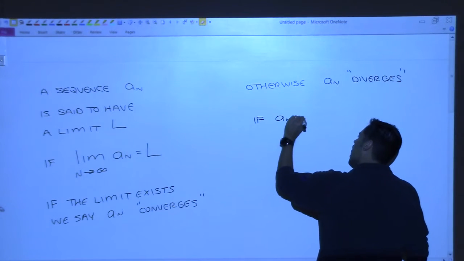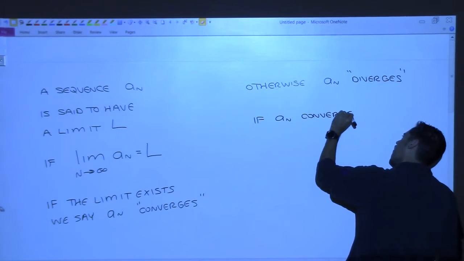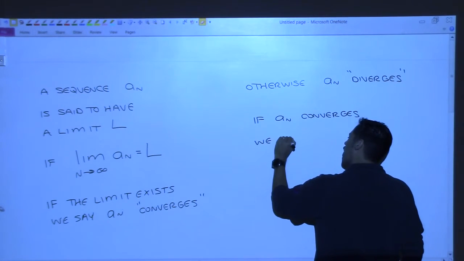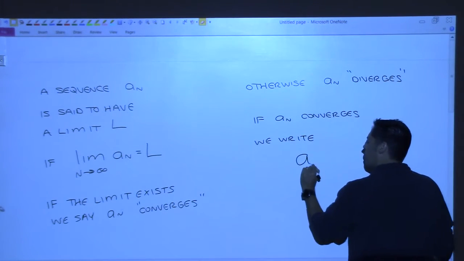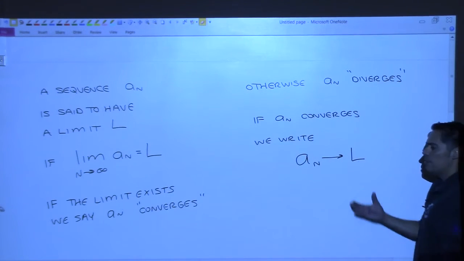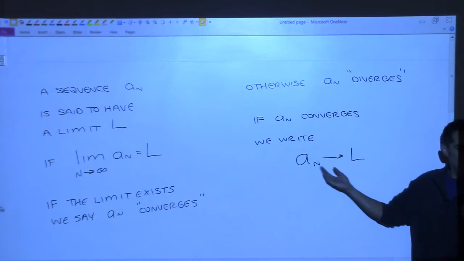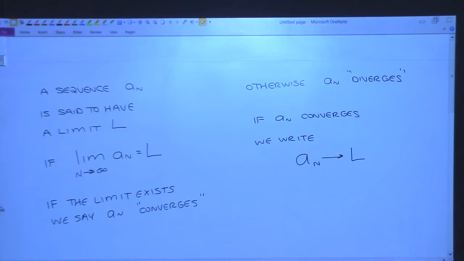If a sub n converges, we write a sub n with an arrow to L. That's another way of saying that our sequence converges to L. Guess what we're going to be focusing a lot of our attention on now? I'm going to be giving you sequences and asking you if they converge. Right? That's what I'm going to be doing.